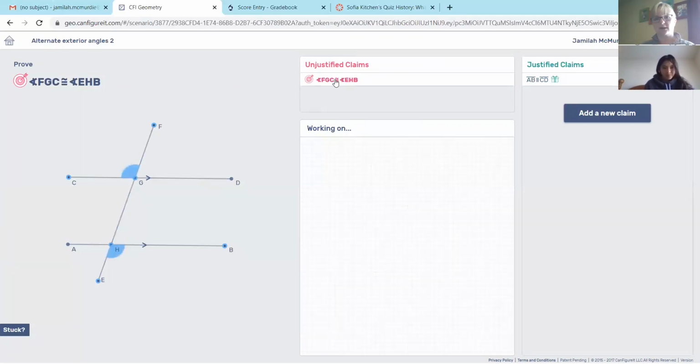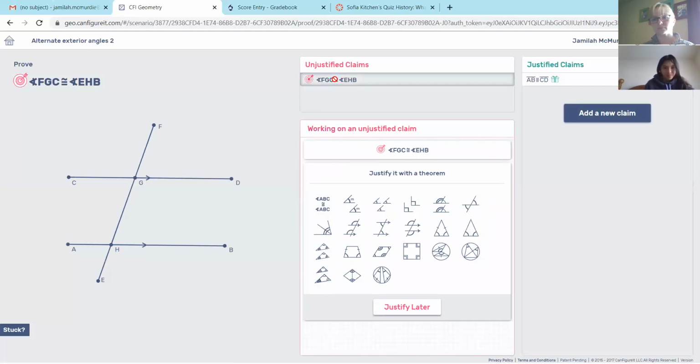So we're just going to click on an unjustified claim. And then there are all these possible things that we could justify it with. Do you see right here how that looks a lot like this picture when we hover over this? Yeah. So this is a theorem. It's just a picture to represent the theorem. But it says that if two parallel lines are cut by a transversal, hold on, let me let the dog out so she'll quit barking.